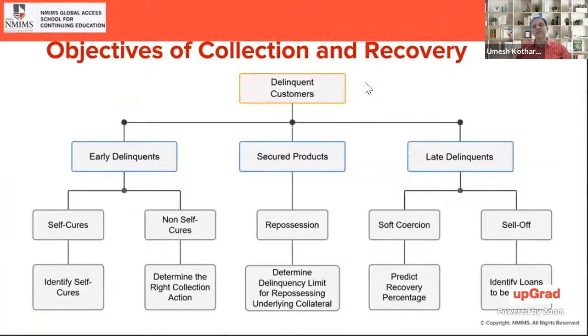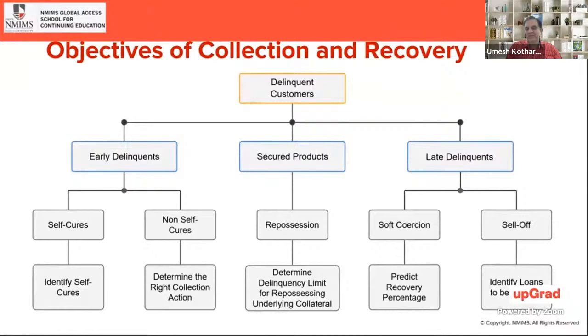Lastly, when you move on to the collections and recovery side of the story, you have three broad buckets: early delinquents, secured products, and late delinquents. Early delinquents either get into self-cures, which is, I just defaulted this month, but next month I'm back on track. I did not pay yesterday, but I paid today. So there are no issues with those kinds of people. Non-self cures are those who have continuously been delinquent and don't change their position. Therefore, intervention is required.